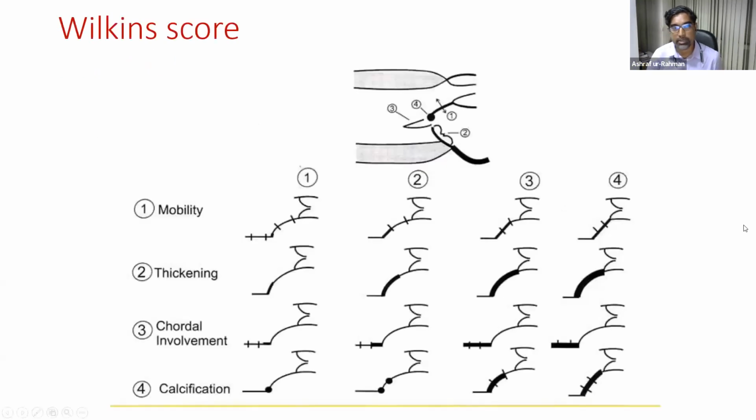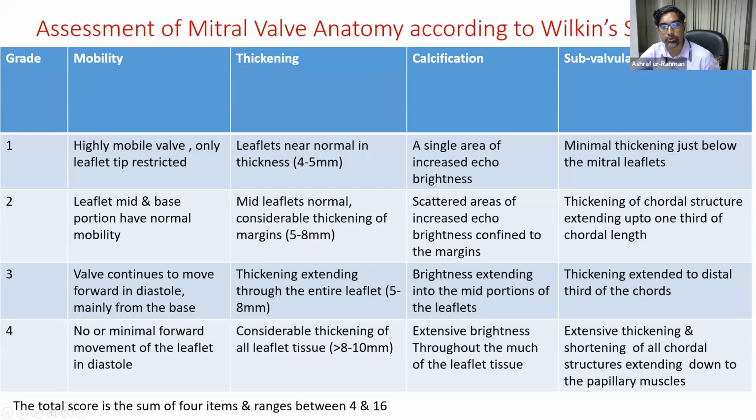So after diagnosing MS in echo, we do the Wilkins score by 4 categories: mobility, thickening, subvalvular involvement, and calcification. And we get a score of 4 to 16. If the score is more than 8, it is unfavorable valve morphology for proceeding with PTMC. If the score is less than 8, then it is safer to proceed with PTMC.